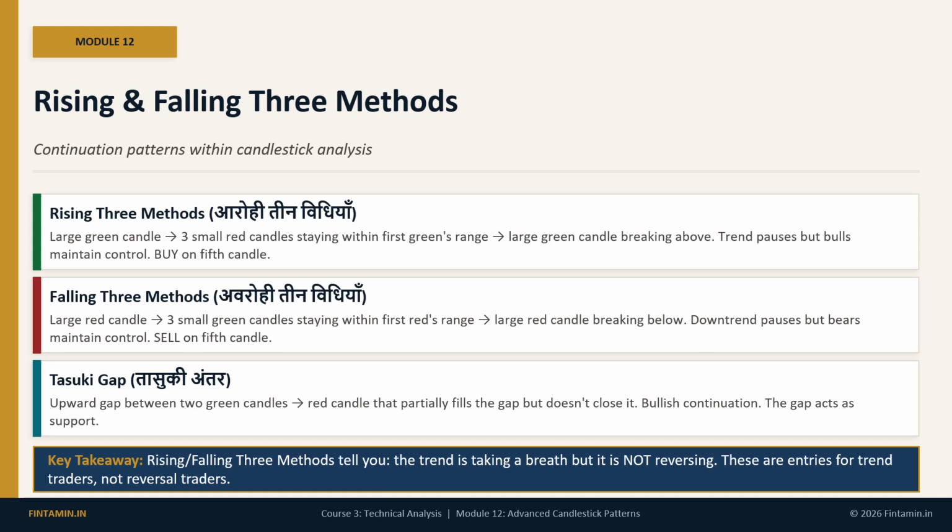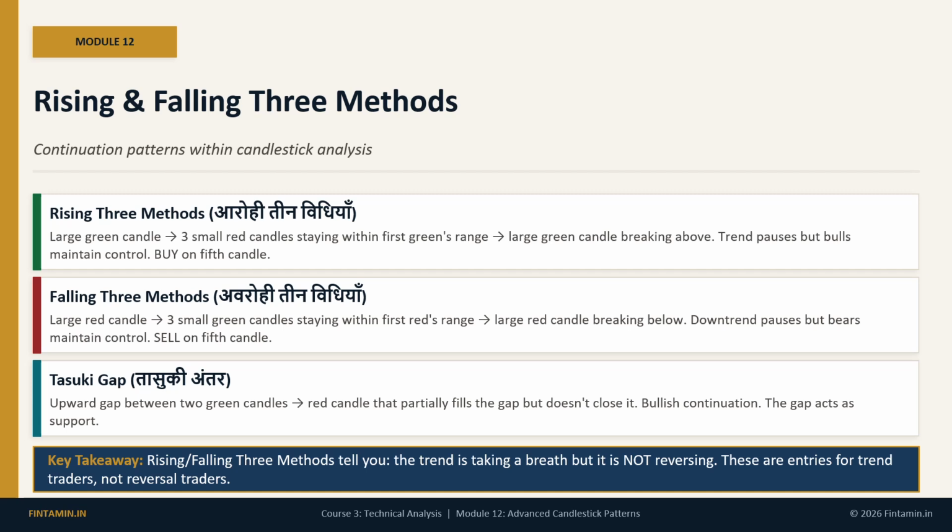Bullish continuation. Falling 3 methods is the mirror image. Large red, 3 small greens within the red range, and then large red breaking below. Bearish continuation. The key to both patterns is that the 3 middle candles stay within the range of the first candle. If they break outside, it is not a valid 3 methods pattern.